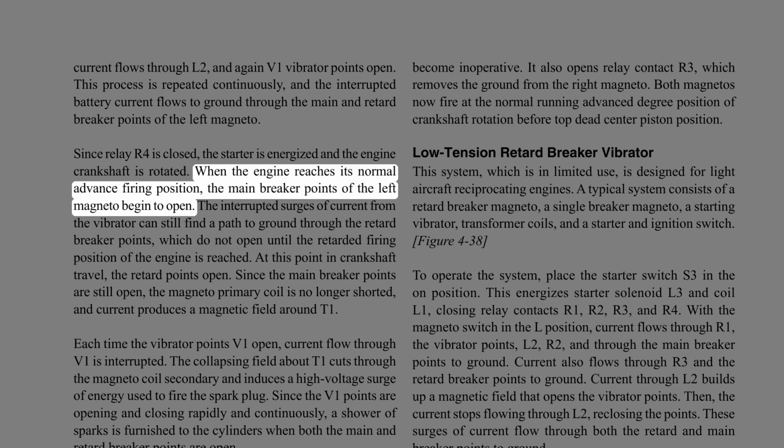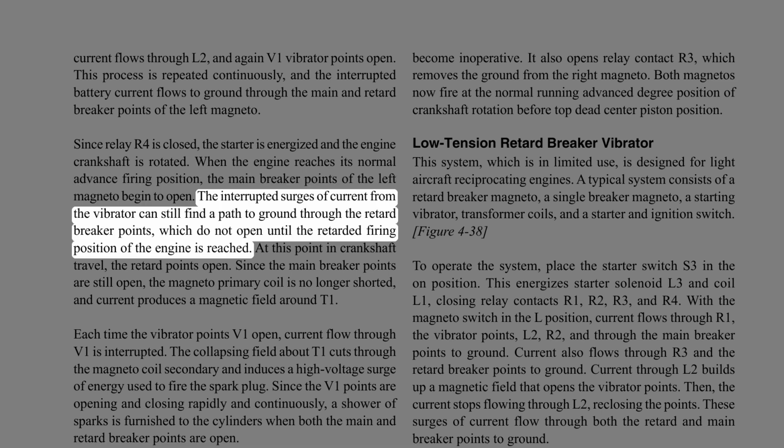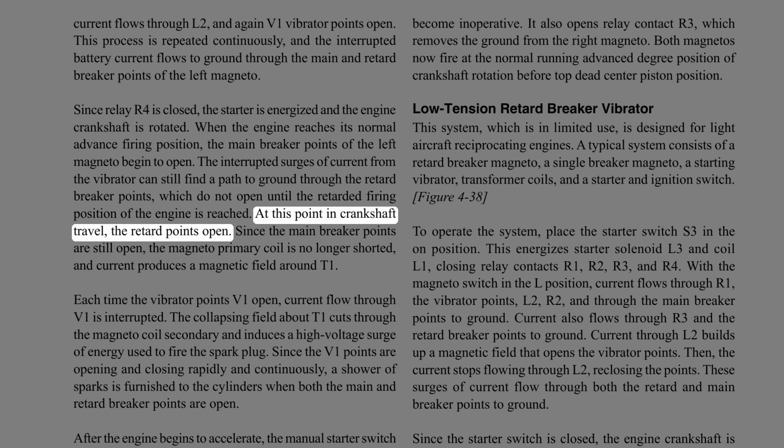When the engine reaches its normal advance firing position, the main breaker points of the left magneto begin to open. The interrupted surges of current from the vibrator can still find a path to ground through the retard breaker points, which do not open until the retarded firing position of the engine is reached. At this point in crankshaft travel, the retard points open.